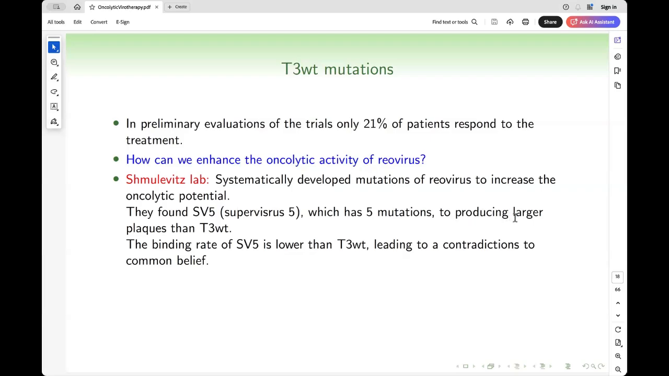And this produces larger plaques. So it produces more white plaques in these experiments than the wild type. However, the binding rate of the supervirus is lower than the binding rate of the wild type. So it seems like a contradiction. There is another virus which binds less but then makes larger plaques and makes larger infections. And at least at that time, that seemed quite counterintuitive to many people. So this is what we would like to look at: is there something like an optimal binding rate? Maybe if we lower it more, then it becomes better, or is there an optimum? What should we aim for?